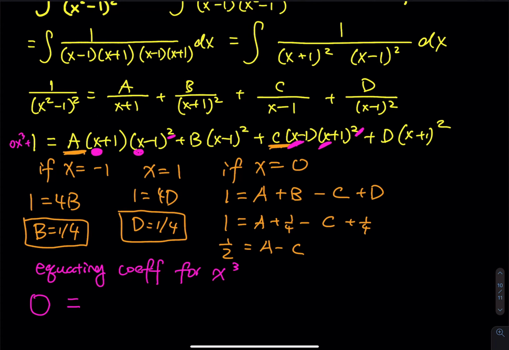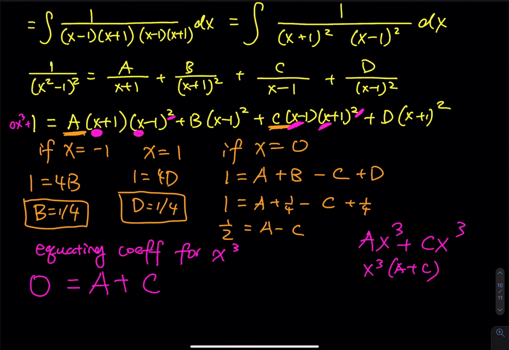So for the A, we have x raised to the second power times another x, that gives you x to the third, and then times A. So basically, you have A times x to the third. And then for the C, you have a plus C x to the third, right? And then after you factor out x to the third, you have A plus C. So that means the 0 is equals to A plus C.